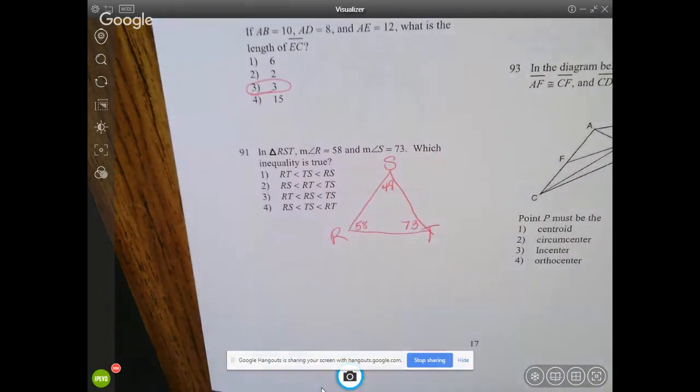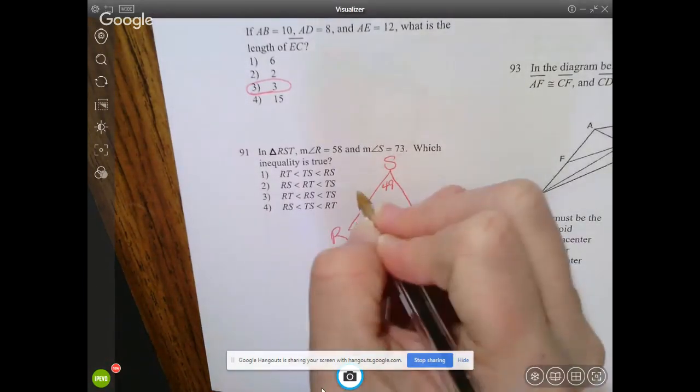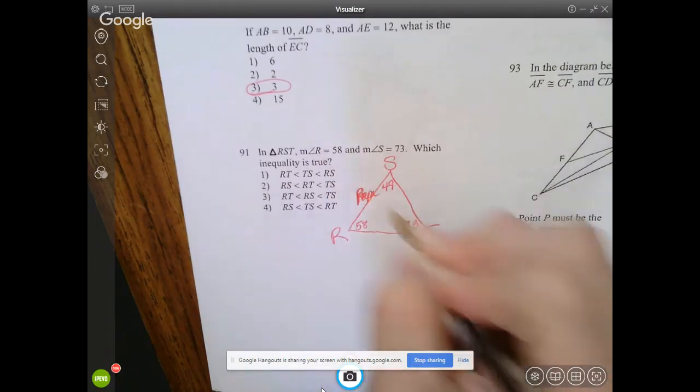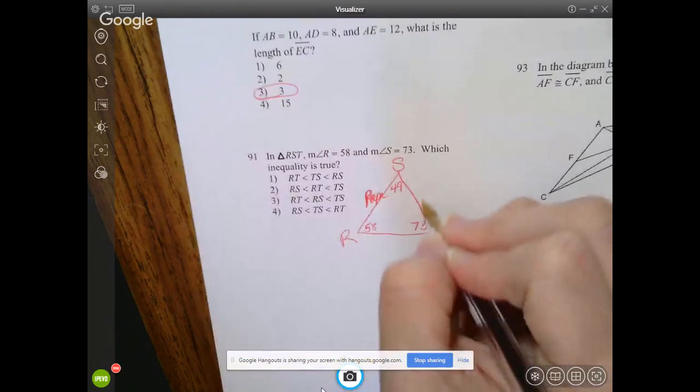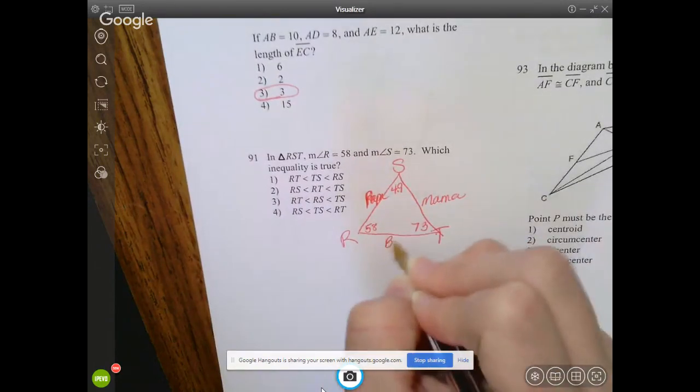So then again, let's just label these. Think of the story of the three bears. We got the papa bear, the mama bear, and we have the baby bear. So T is the biggest angle, so this is going to be the biggest side. This is the papa bear. 58 is the middle number, so this is going to be the mama bear. 49 is the smallest, so this is going to be my baby bear.